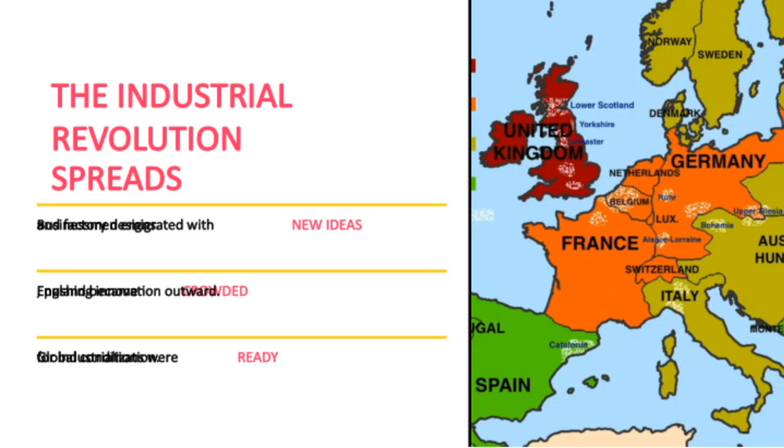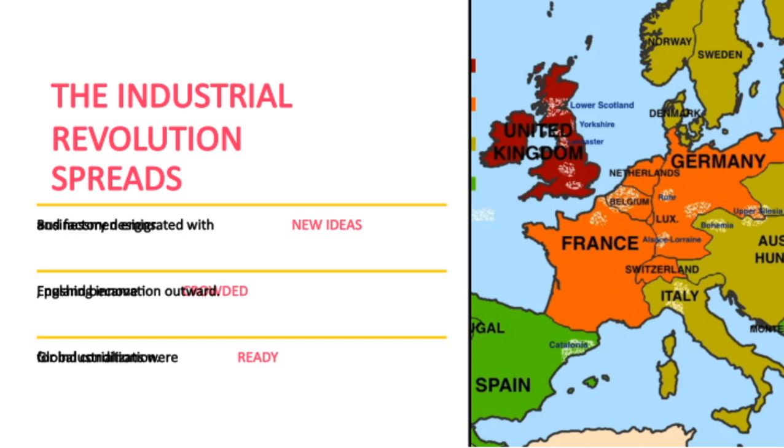Global conditions were a big factor in driving the Industrial Revolution forward. These conditions, such as advancements in agriculture and transportation, were pushing innovation outward across regions. You see, as these improvements took hold, they created an environment where new ideas could flourish. England, in particular, became a hub of activity. It was becoming increasingly crowded, which meant there was a growing demand for goods and new ways to produce them.